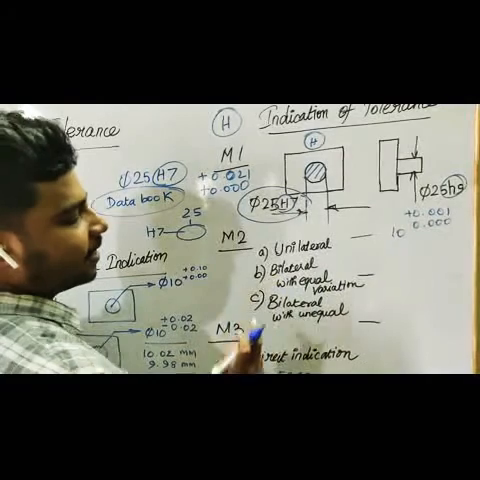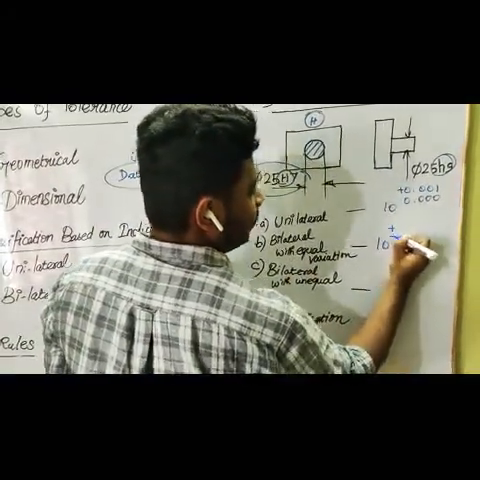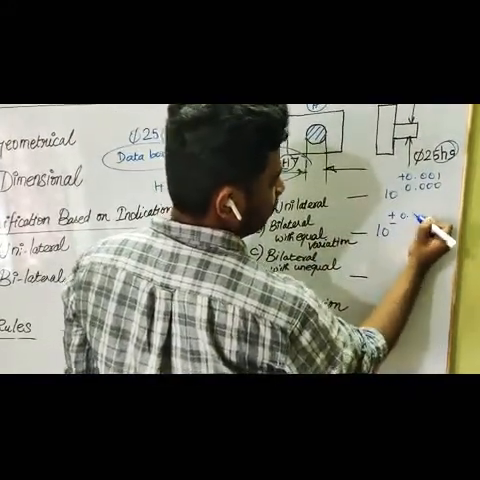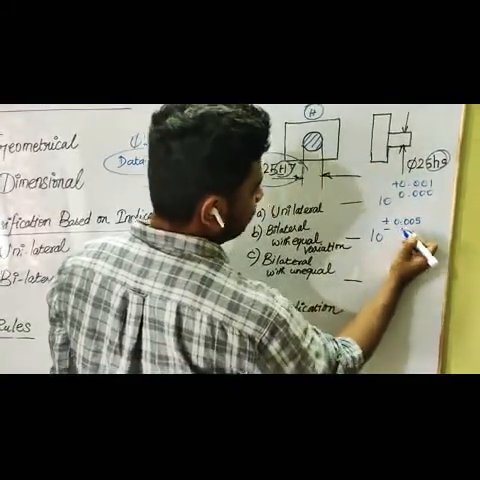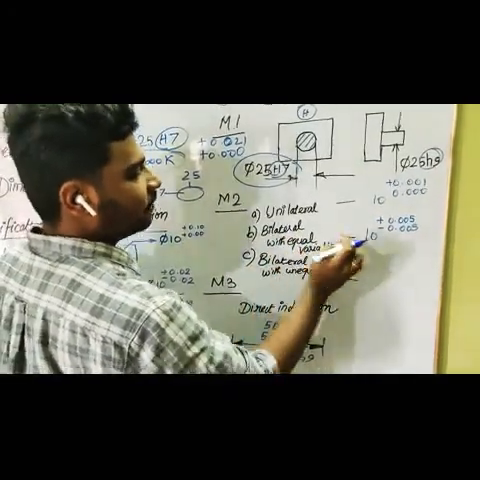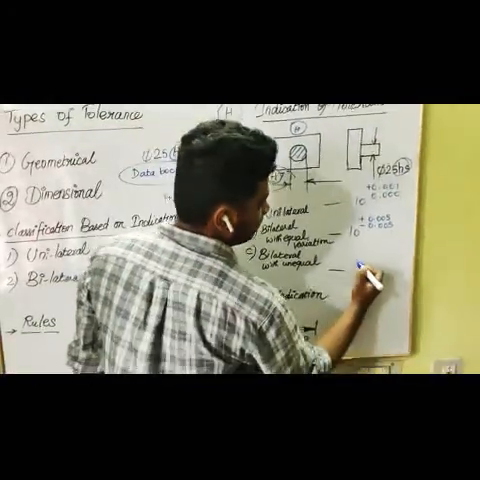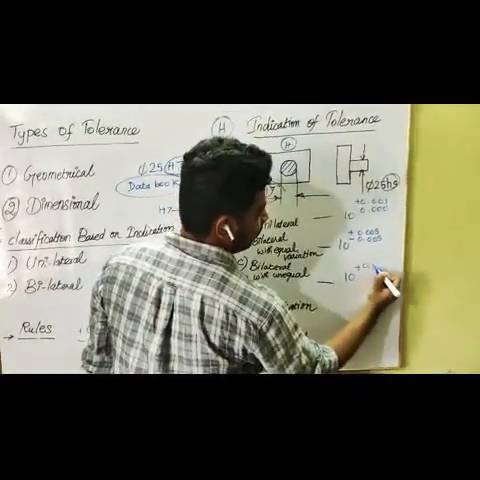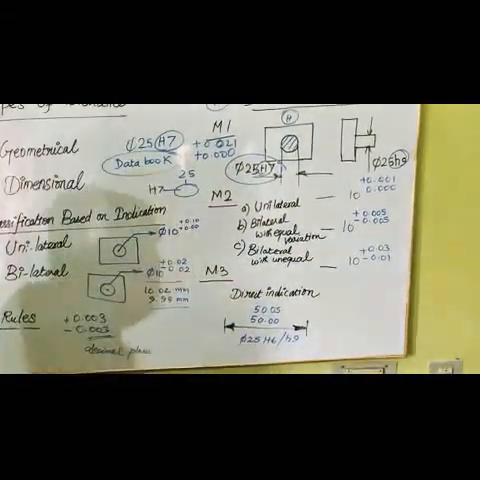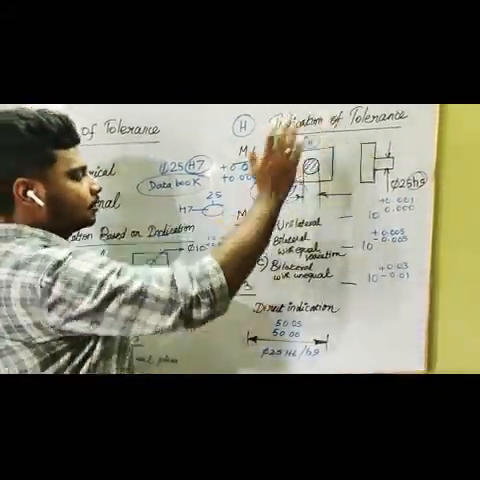The second one is bilateral with equal variation. Bilateral means you have to give the tolerance zone on positive and negative. In positive I am giving 0.05, and the same should be there in your negative also. That is called bilateral with equal variation, so you equally divide the tolerance zone. Bilateral with unequal is very simple. The same way, 10, if I give one value in positive, I can give another value in negative. That is called bilateral with unequal variation. This is your method 2 of indicating tolerance.